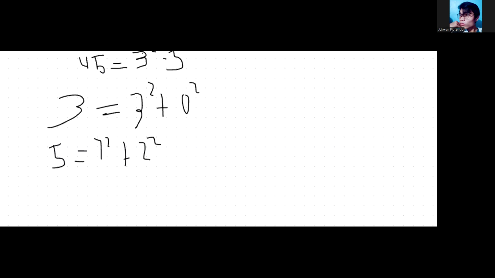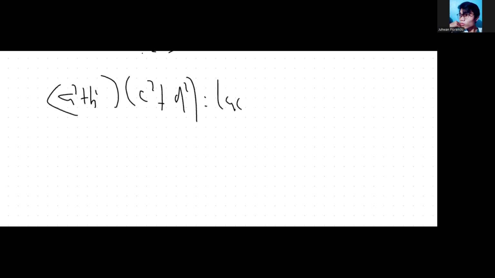Now let's proceed to our formula. So our formula is a squared plus b squared times c squared plus d squared is equal to a times c plus b times d, squared, plus a times d minus b times c, squared. Sorry for the writing, but I hope you can get the concept and write it also on your paper.